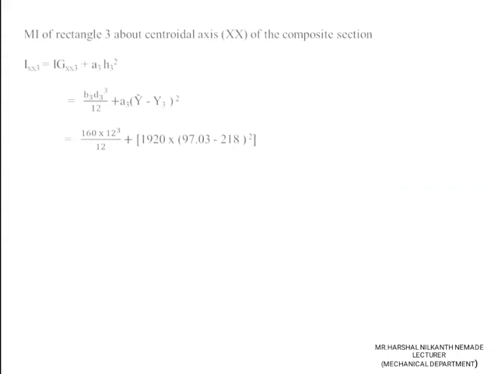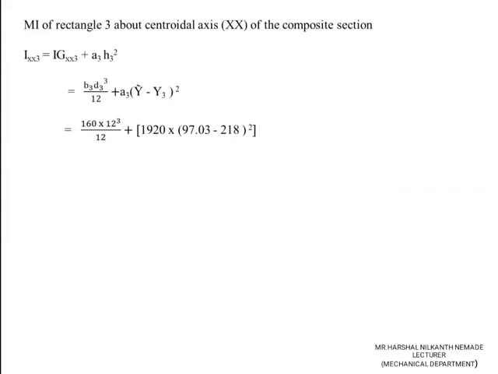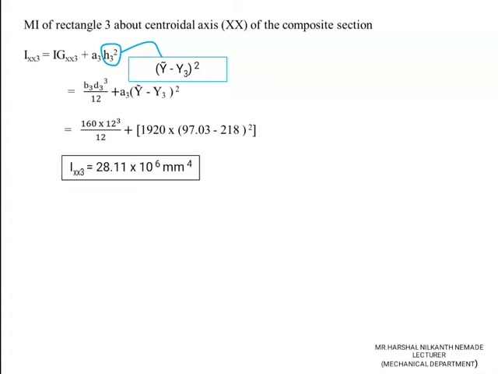Moment of inertia of rectangle 3 about centroidal axis xx of the composite section: Ixx3 is equal to Igxx3 plus A3 H3 square. H3 square I will convert to (y bar minus y3) square. After substituting all the values, I will get Ixx3 equal to 28.11 multiplied by 10 raised to 6 mm raised to 4.